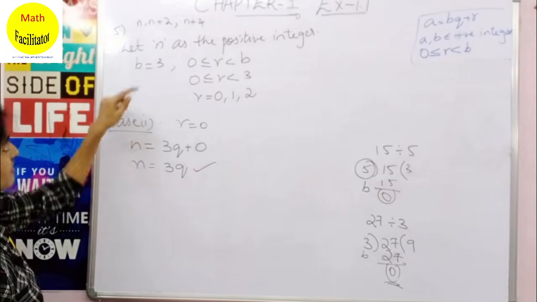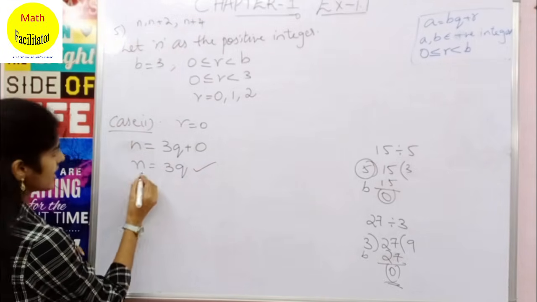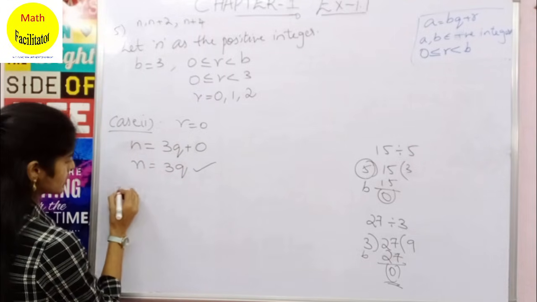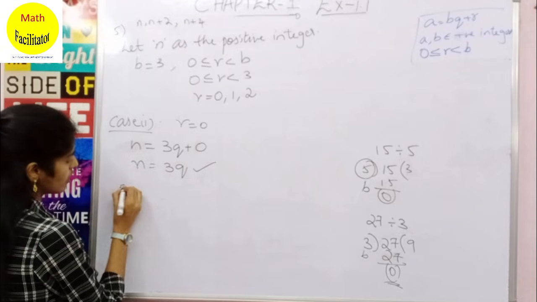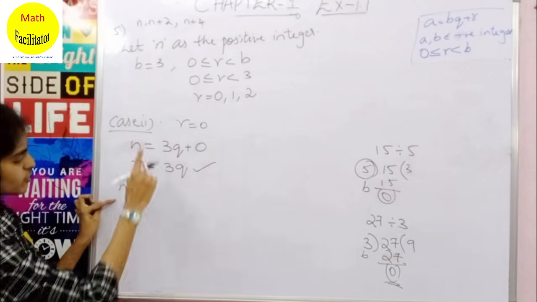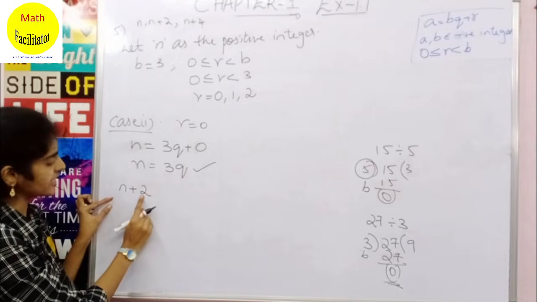Now let us check for the next condition, n plus 2. When r equal to 0, you have checked for n. Now let us check for n plus 2. What happens when you add 2 on both sides of this? Now you want n plus 2, so I am adding 2 on both sides.